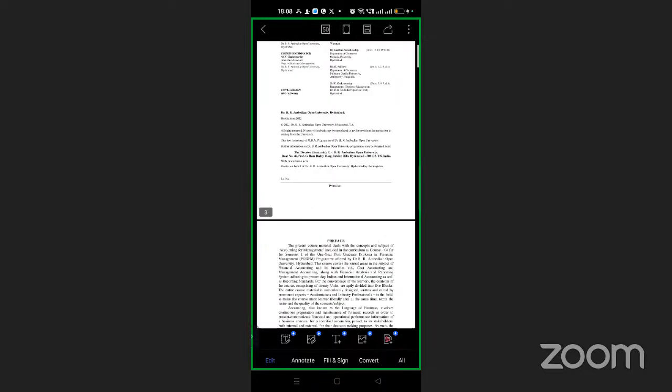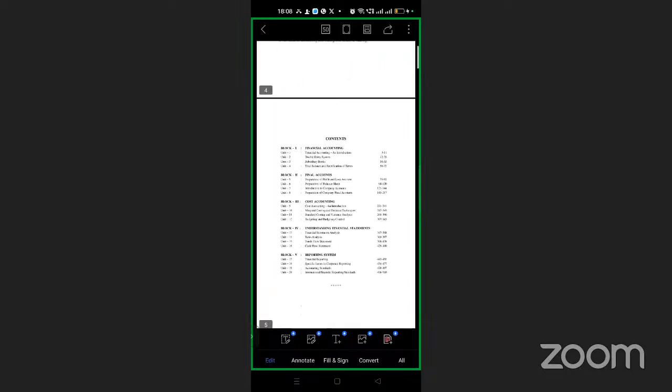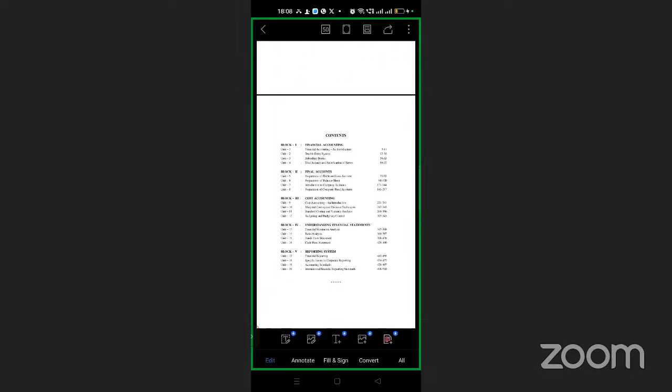In that due course, if you look here, we have 5 blocks. Block 1 is financial accounting, block 2 is final accounts, block 3 is cost accounting, block 4 is understanding financial statements, and block 5 talks about the reporting system. First we'll try to understand financial accounting and its introduction, what is the double entry system, what are the subsidiary books, trial balance and rectification of errors.